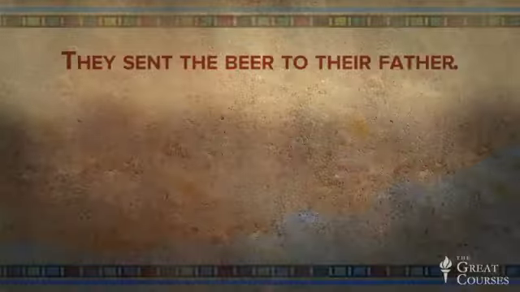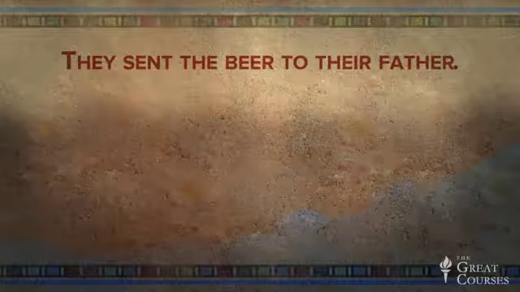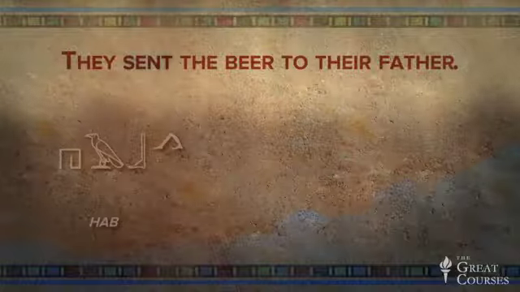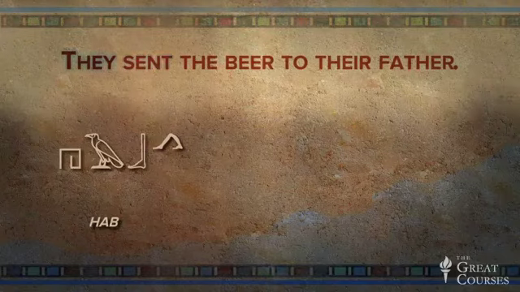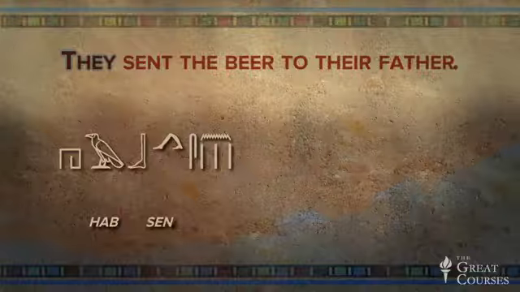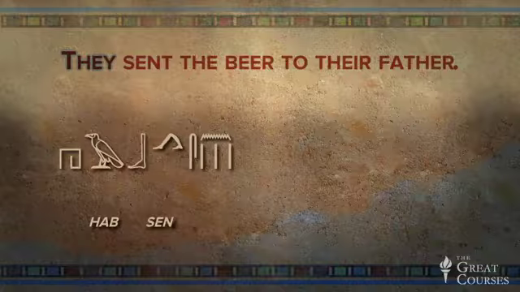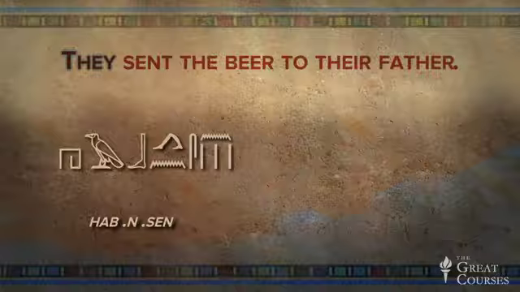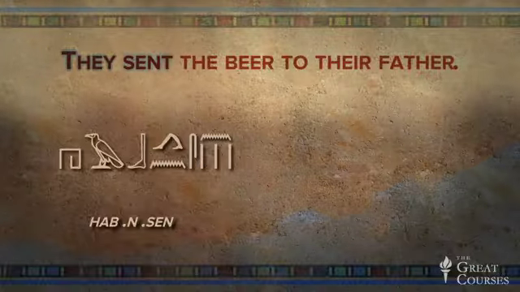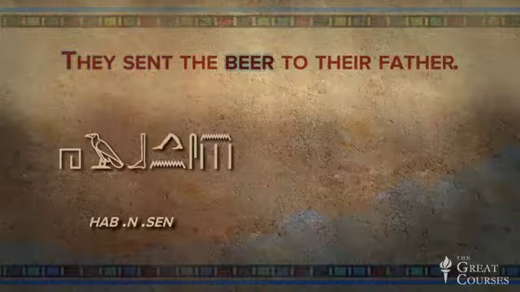Let's do our last sentence. They sent the beer to their father. We start with the verb, hab, to send. Since they are sending, we need the suffix pronoun for they, which is sen. Last, we insert the N for the past tense. So we have they sent. Let's add the beer, heket.